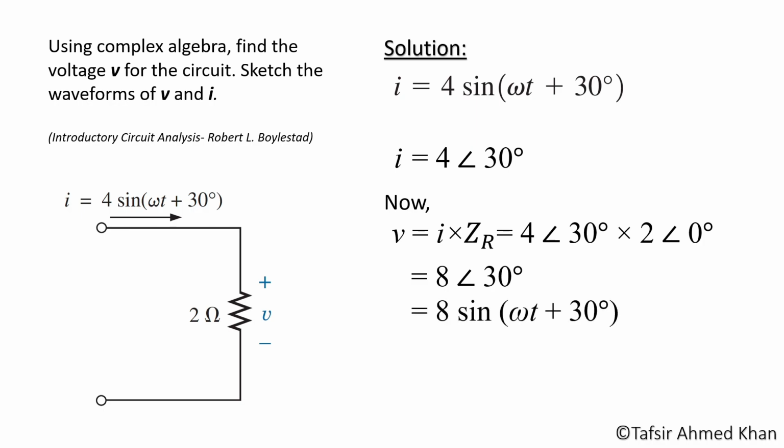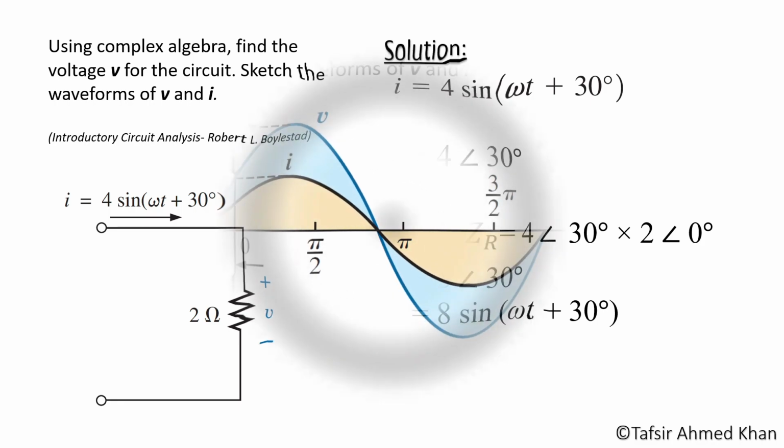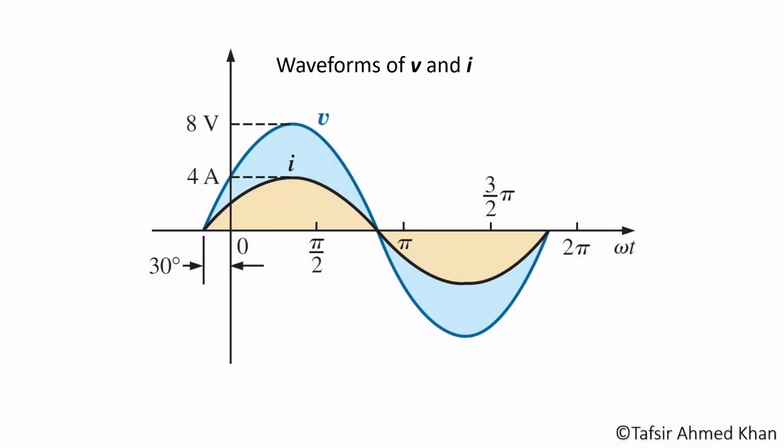Now let's see the waveforms of V and I. The blue line is our voltage equation and the peak value is 8 volt. The black line is our current equation. The peak value is 4 ampere. Since both of them have plus 30 degree angle, they will start 30 degrees ahead of our starting point.